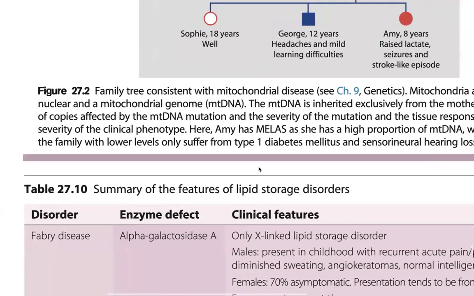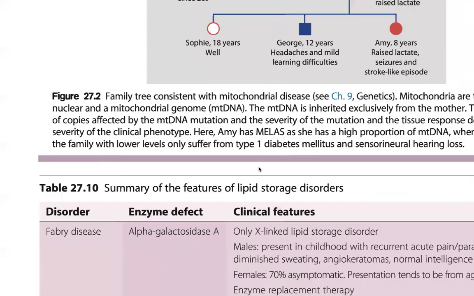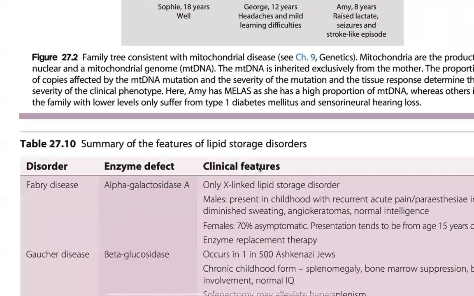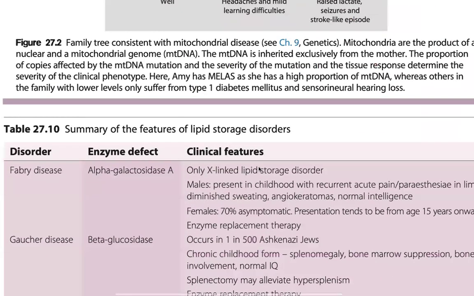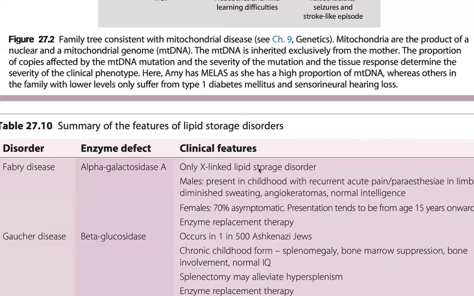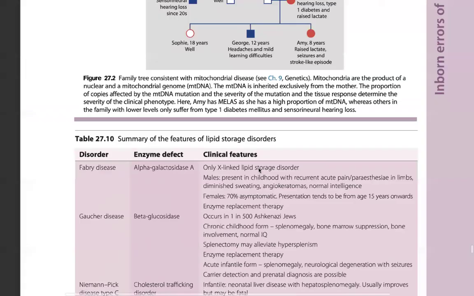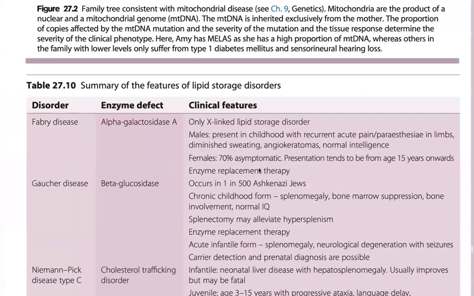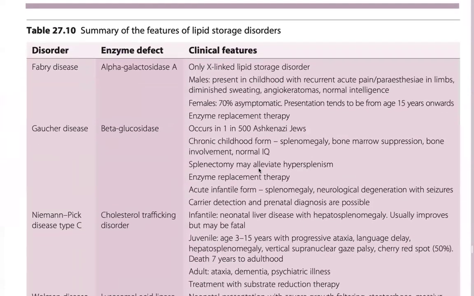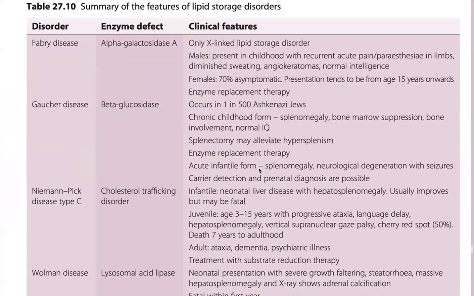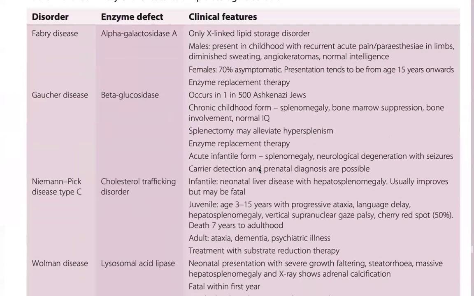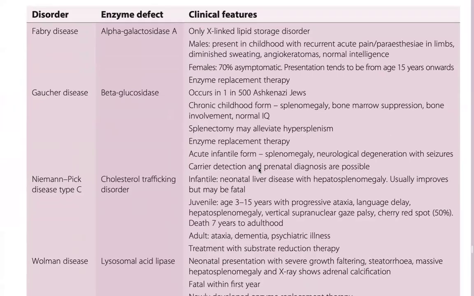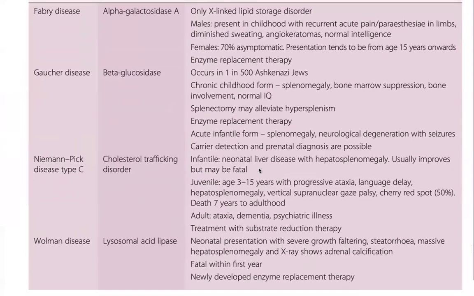So, summary of the features. Fabry disease: the enzyme defect is alpha-galactosidase, an X-linked lipid storage disorder. Males present in childhood with recurrent acute pain, paresthesias in the limbs, diminished sweating, and angiokeratomas, with normal intelligence. Females, 70% are symptomatic, and presentation tends to be from age 15 onwards.